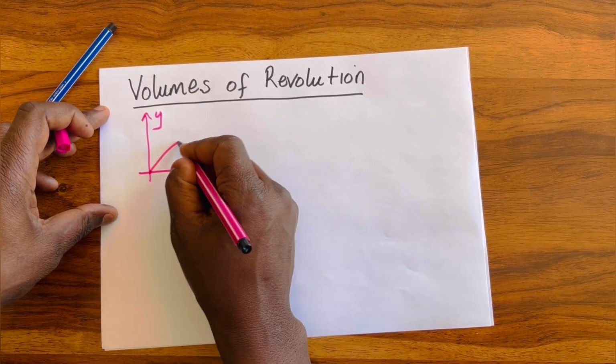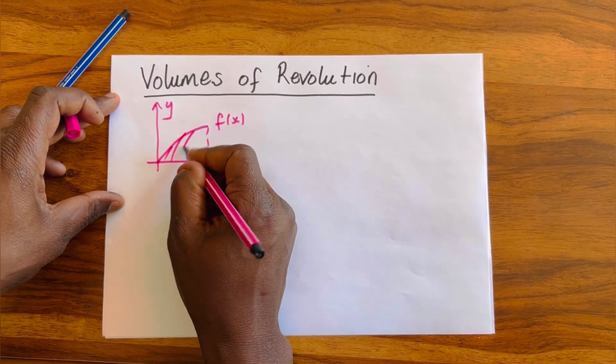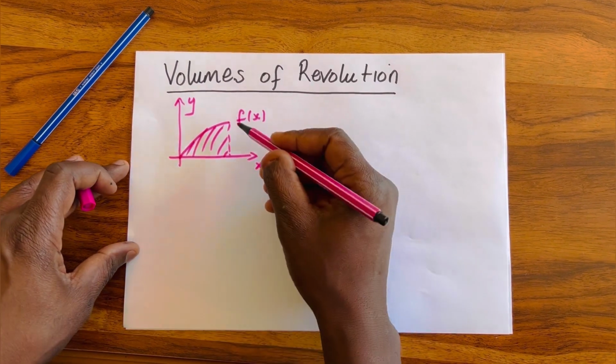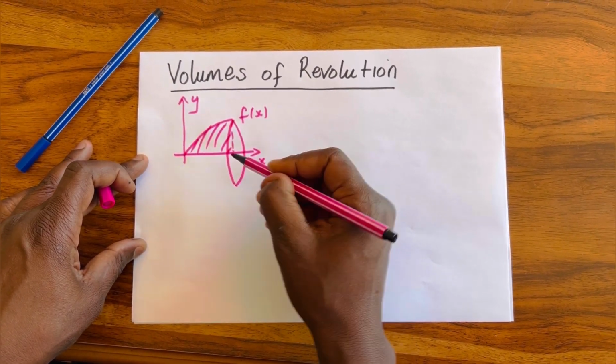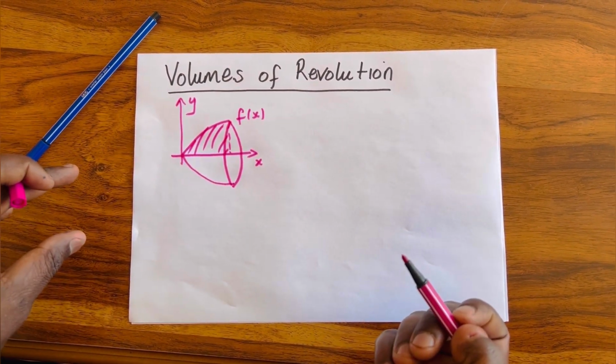So let's just start with a simple example here. If this is your f of x and you want to rotate this shaded shape here about the x-axis, when you rotate here, it sweeps a three-dimensional volume, which is like that here. So this is rotating about the x-axis.